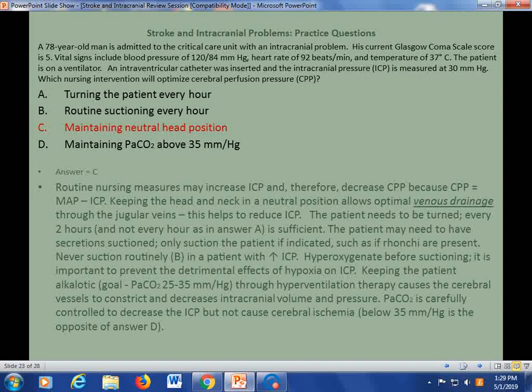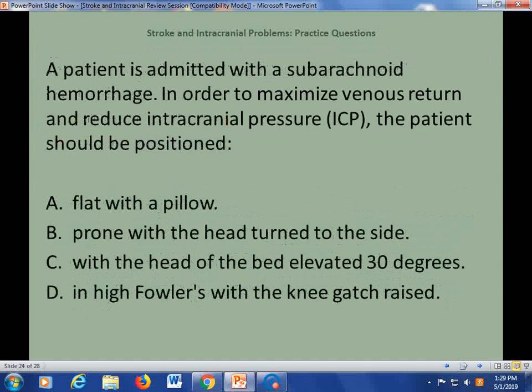Venous drainage means that less blood is sitting in the head, and that can help reduce the ICP. If you maintain the PaCO2 above 35, it's not that you necessarily increase the intracranial pressure, but with an intracranial pressure of 30, you are certainly not helping to decrease it. Suctioning is going to irritate the patient and cause the ICP to go up, and of course, turning every hour is also a problem. Some of these patients are so sick that they're not even turned at all because they don't want that intracranial pressure to go up.